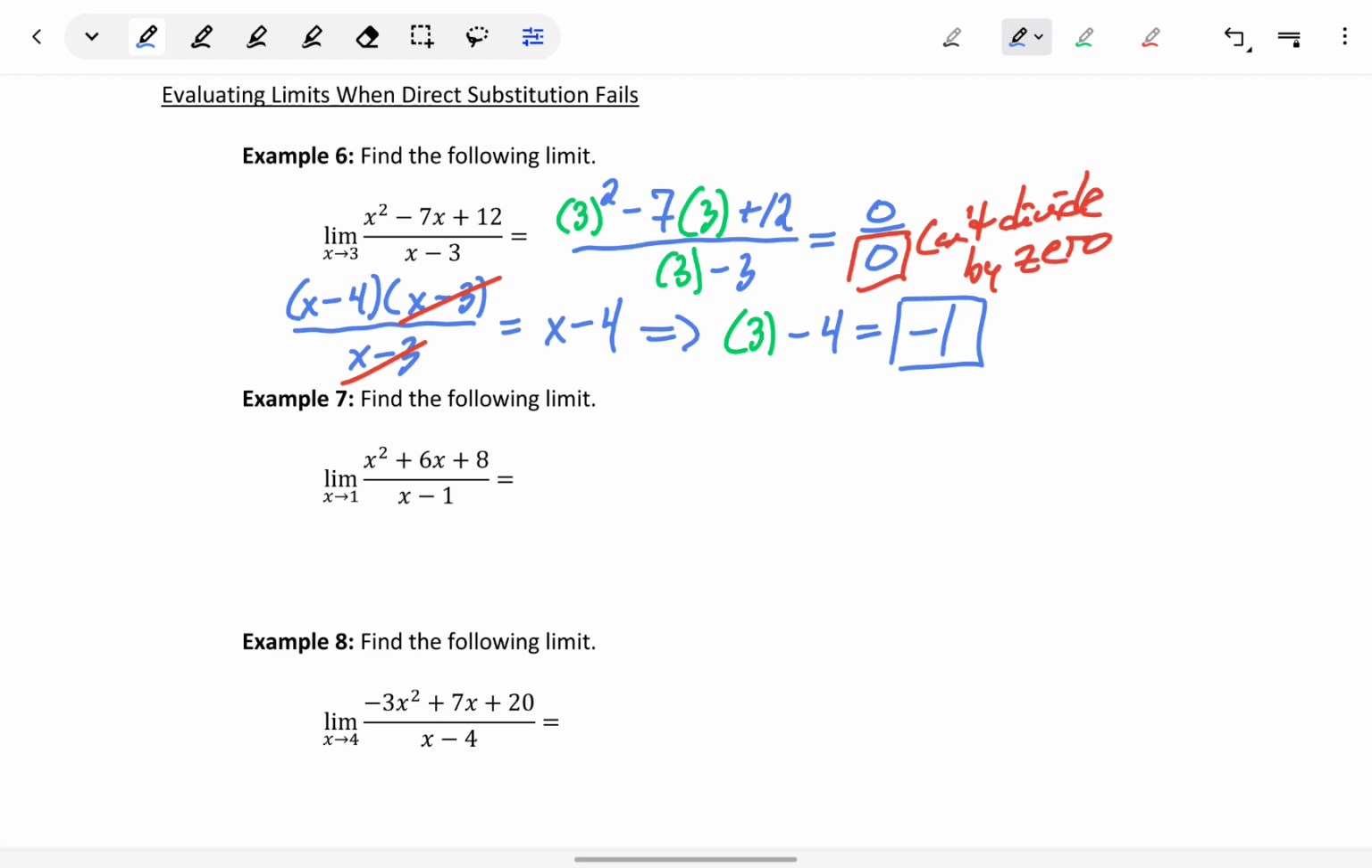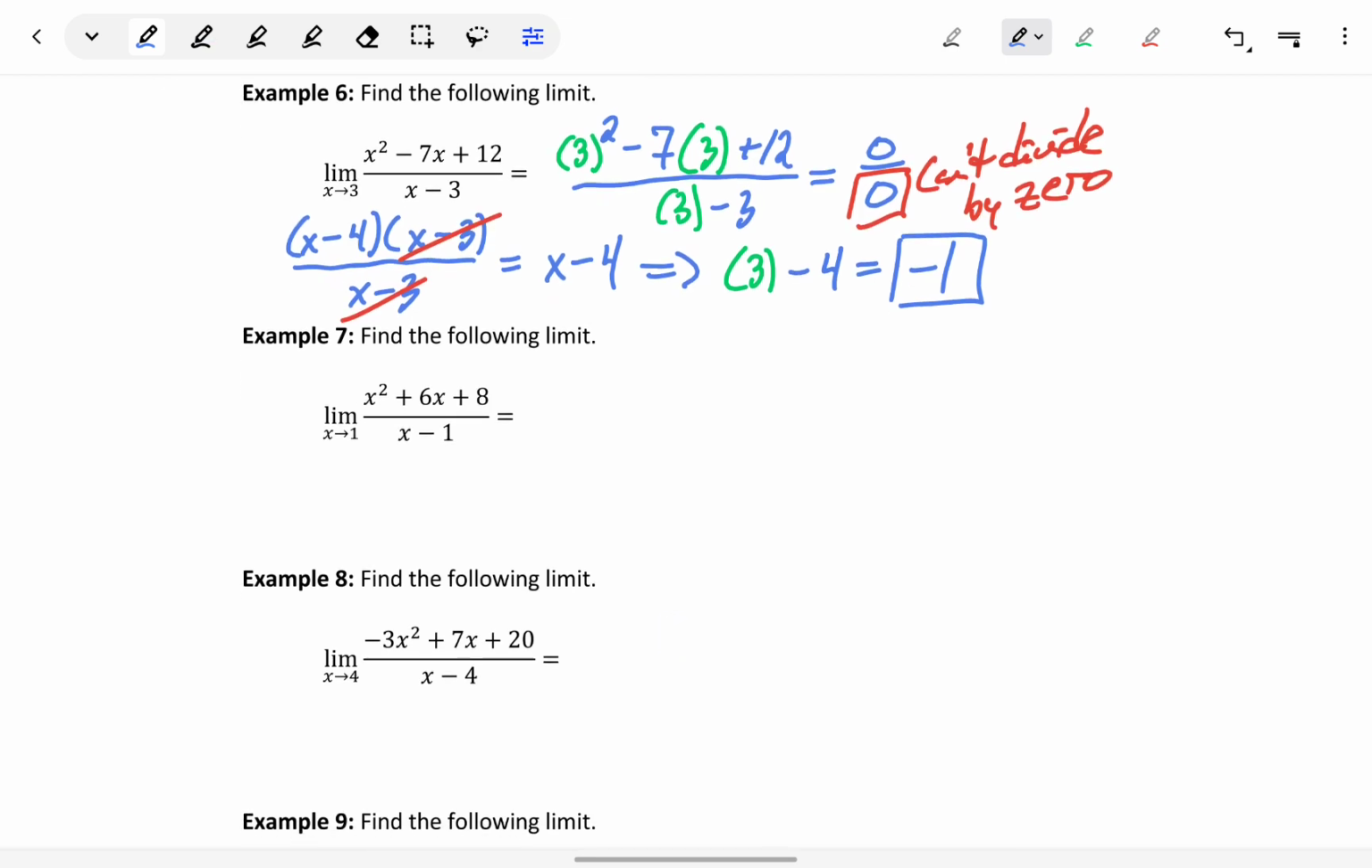Looking at example 7, we could try direct substitution again, but just looking at the denominator, I can tell that we're going to have 1 minus 1 equals 0, so I don't need to waste my time with that. What we need to try to do is factor and reduce. The numerator in this case will factor as x plus 4 times x plus 2, all of that over x minus 1. We have no common factors in the numerator and denominator, so even though we factored, we can't cancel anything out. We still can't evaluate this limit through direct substitution, so we would say that this limit does not exist.